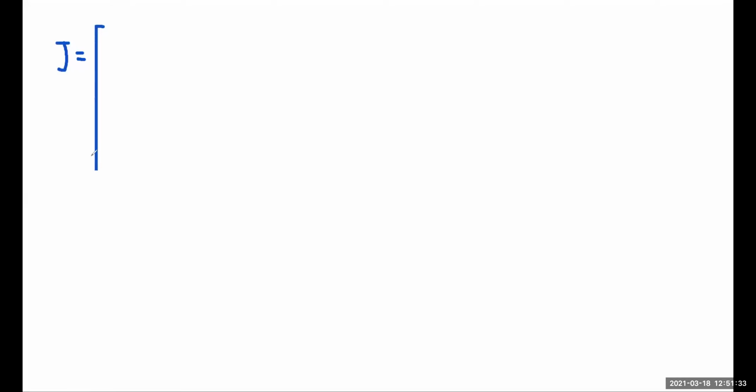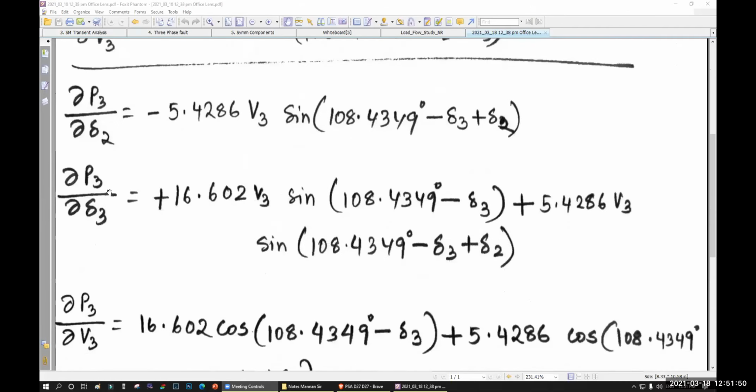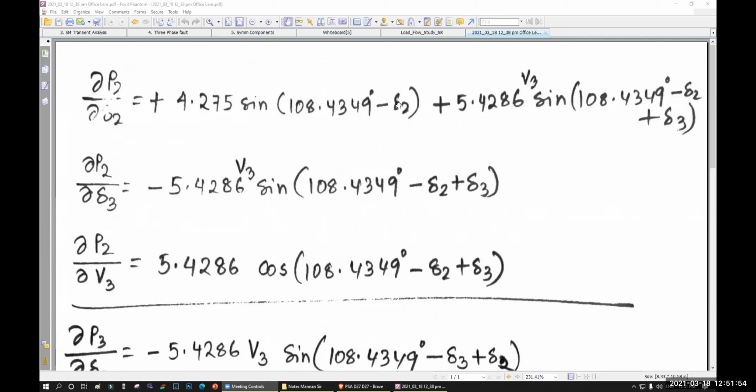Okay, now the Jacobian matrix, we have the Jacobian matrix to form this one. So we have 9 components, this one, this one, this one, this one, this one, this one. So we will go to our equation here and put all the values, del 2, v3, del 2, del 3. So if you put all the values, you will get the Jacobian matrix, right? Right, everyone?